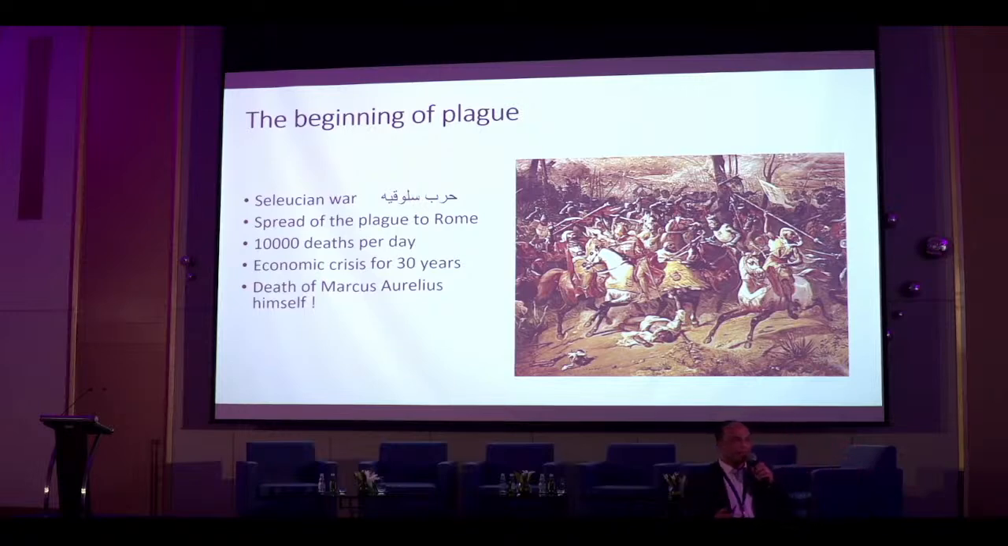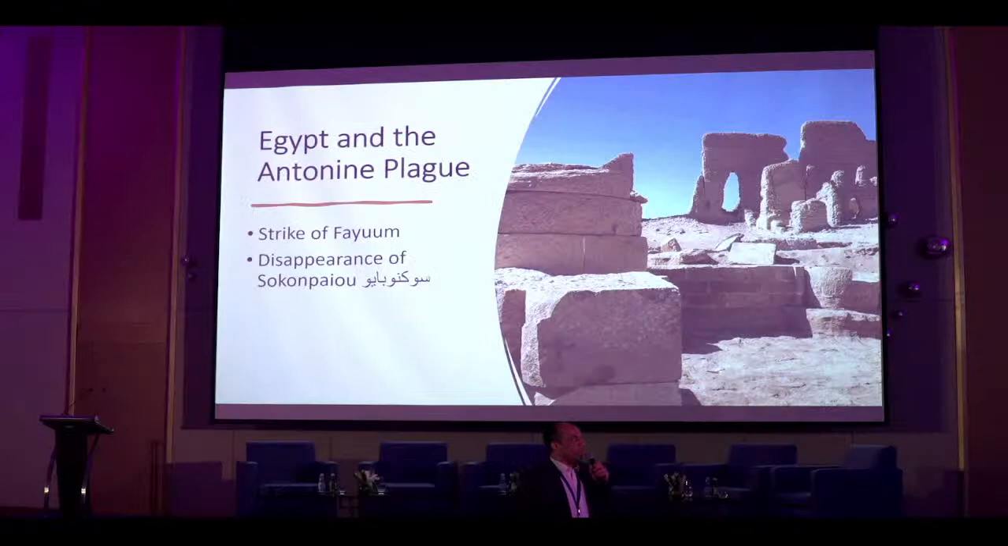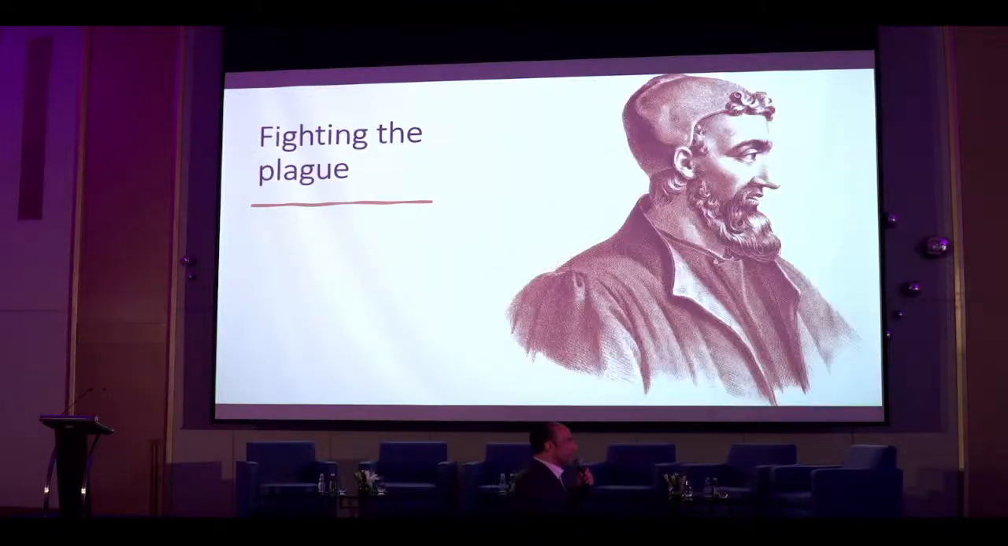10,000 deaths per day happened at that time. An economic crisis happened in the Roman Empire for around 30 years. There was a loss of manpower, and the death of Marcus Aurelius himself, the emperor, happened by this plague. Egypt was affected. We have a city in Fayoum which disappeared at that time. And why in Egypt? Because at that time, Egypt was under Roman rule, and Roman emperors and noblemen used to come to Fayoum to spend the winter.